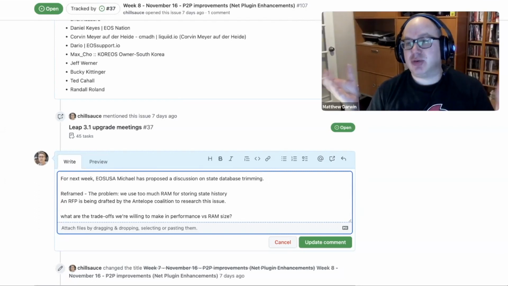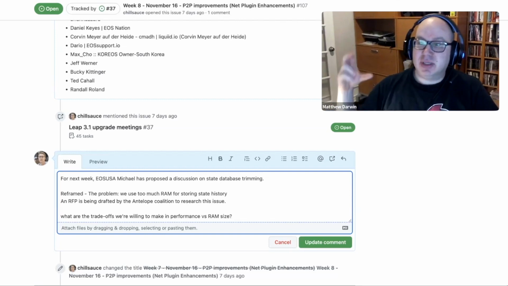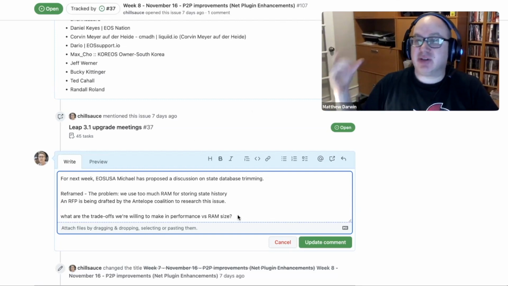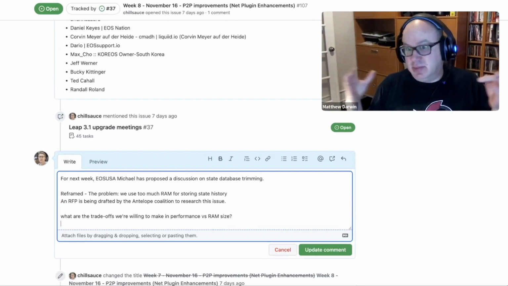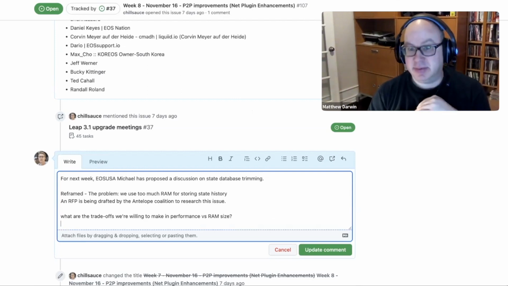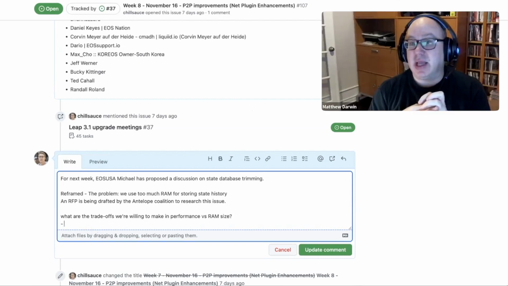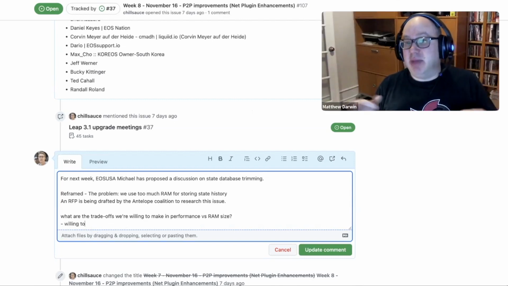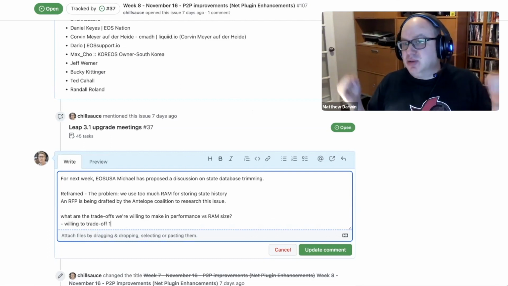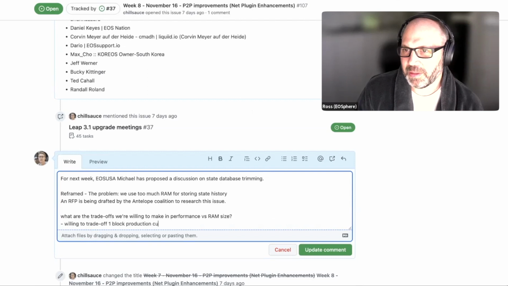So we're willing to trade off one block production cycle to delay a transaction, maybe, is potentially the trade-off we're talking about here. Why not? It seems reasonable. If you haven't accessed your account in a year and all of a sudden you do a transaction, if we delay you by one block or two blocks, does that really matter? No. Probably not. Not at all.